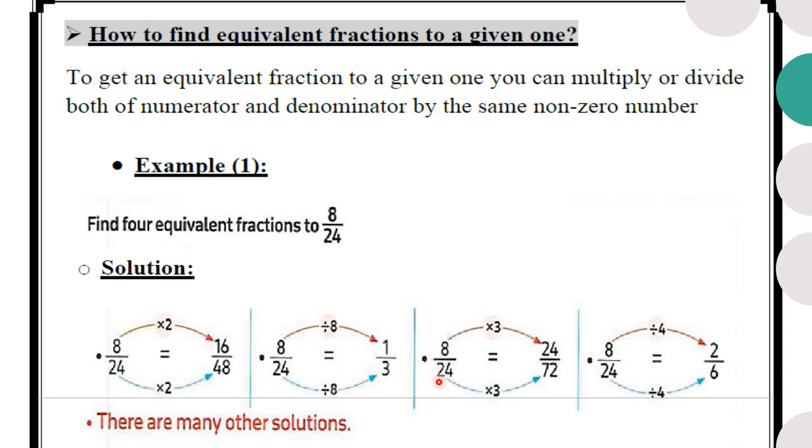Now 8 over 24, when we make it times 3, 8 times 3 is 24, and 24 times 3 is 72. So 8 over 24 equals 24 over 72. And the fourth, 8 over 24, when we divide by 4, 8 divided by 4 is 2, and 24 divided by 4 is 6. So 8 over 24 equals 2 over 6. There are many other solutions.